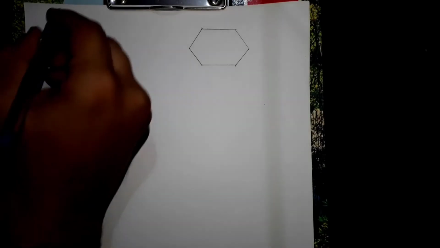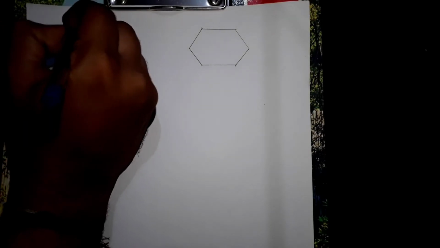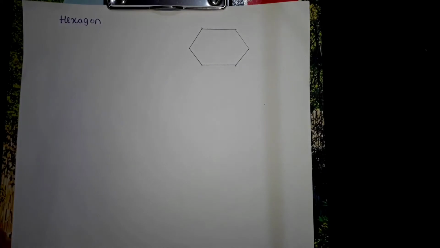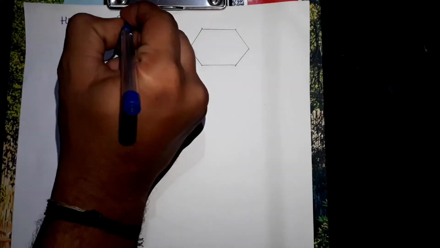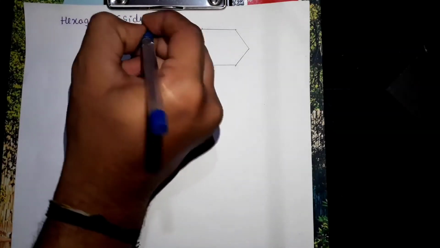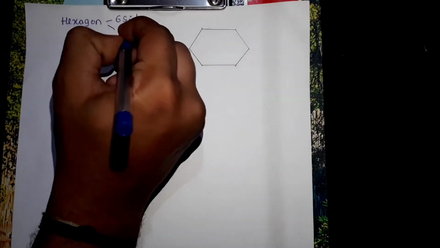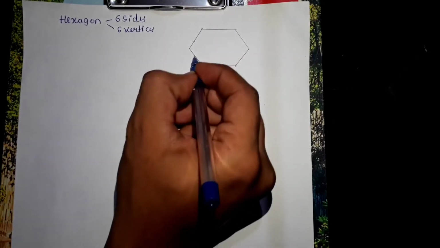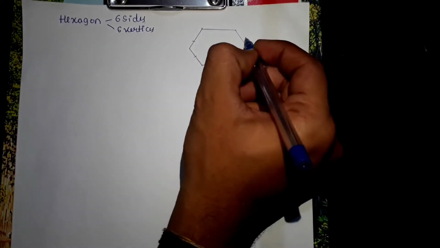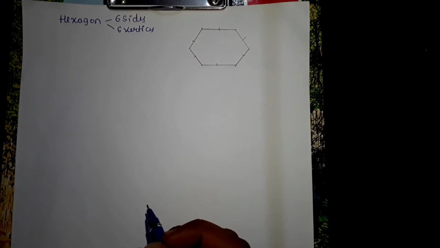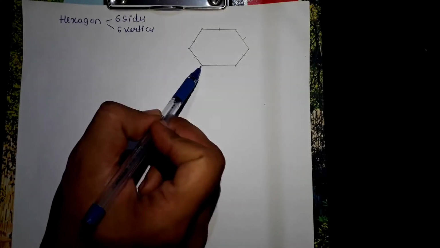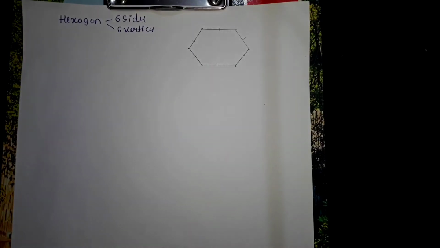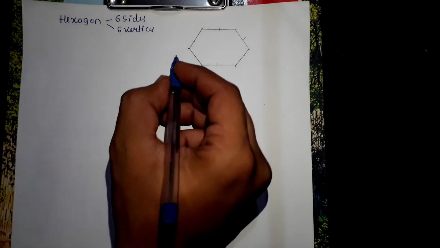Now consider a hexagon. What is a hexagon? A hexagon is a figure that has 6 sides and 6 vertices. 1, 2, 3, 4, 5, 6. 6 sides and 6 vertices. And the vertices contain trigonometric functions.